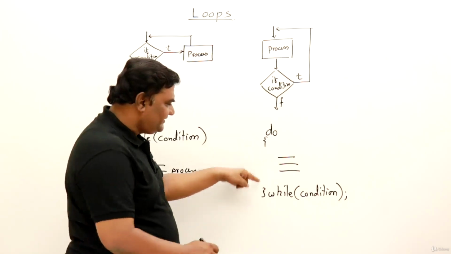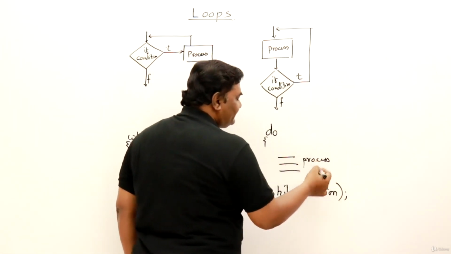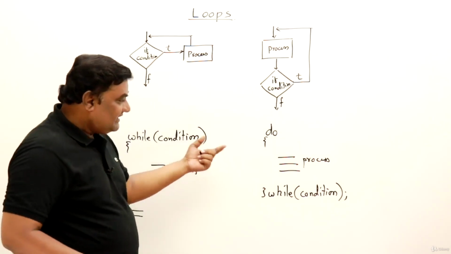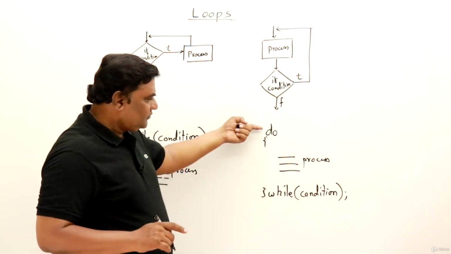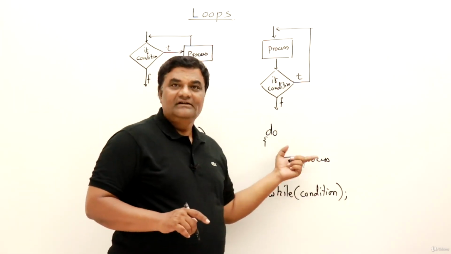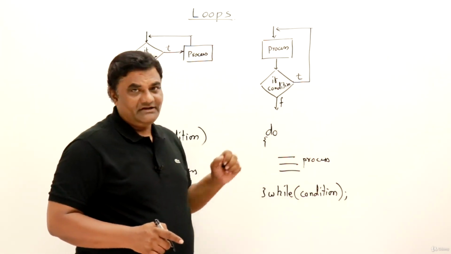So first it will execute this block of statements. This is the work that you want to do, that is nothing but a process. First it will execute the block, then check the condition. If the condition is true, then again it will go to do and continue the process. So as long as the condition is true, this block of statements will be executed.